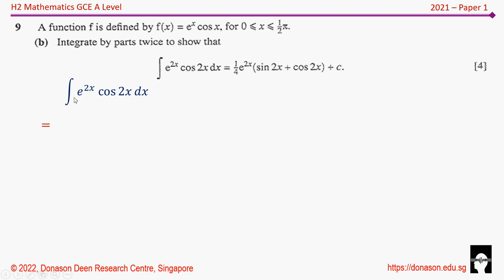So we have e to the power of 2x times cosine of 2x. Because when we want to differentiate this, we need to have a 2 in front, right?